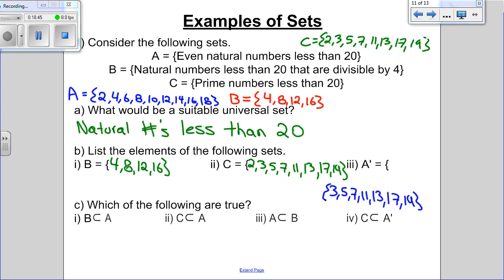Question C. For each of these, we're going to put true or false. To be able to do these true-false questions, we need to know what the question's asking you. So, it's just a bunch of letters and symbols, correct?